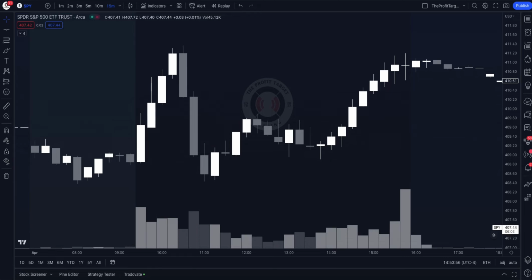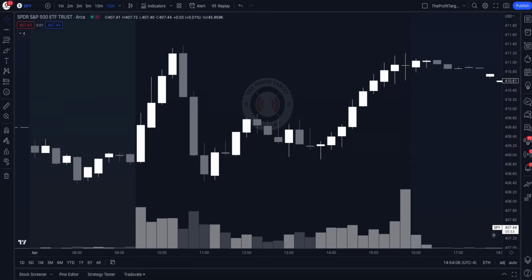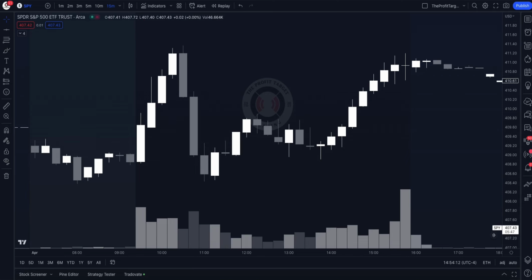Support and resistance levels are areas on a chart where the price of an asset tends to stall or reverse direction. Support is the level at which buying pressure exceeds selling pressure, causing the price to stop falling and possibly bounce back up. Resistance is the level at which selling pressure exceeds buying pressure, causing the price to stop rising and possibly reverse direction. To identify support and resistance levels, we look for areas on the chart where the price has rejected or reversed direction, like so.